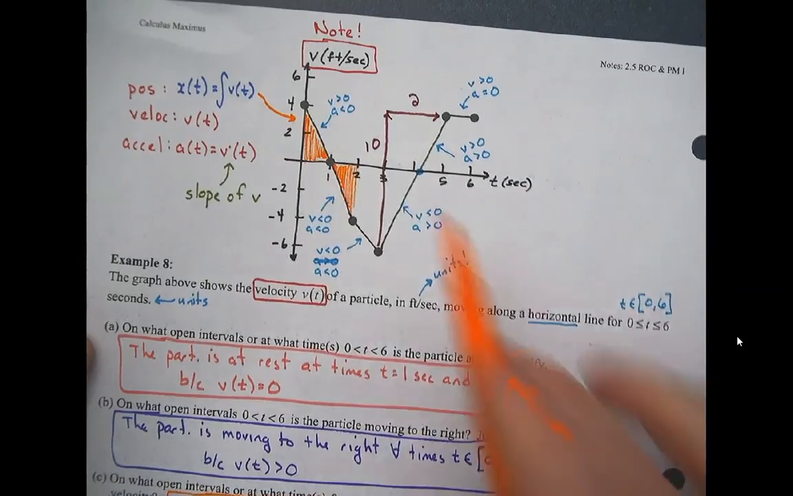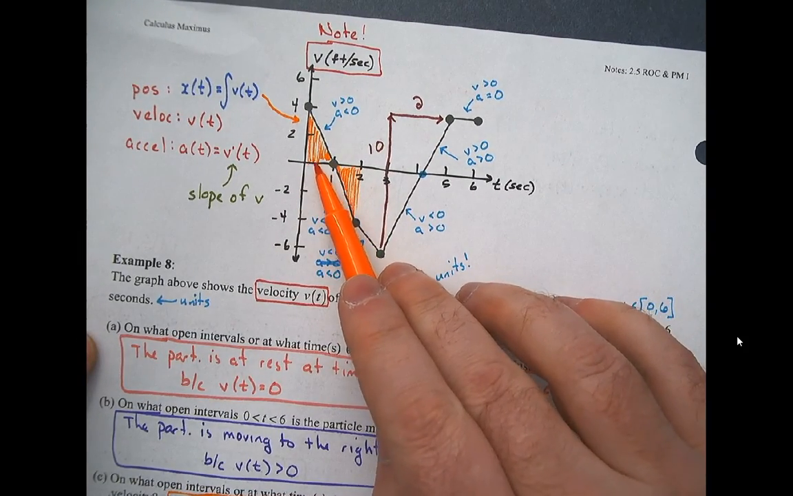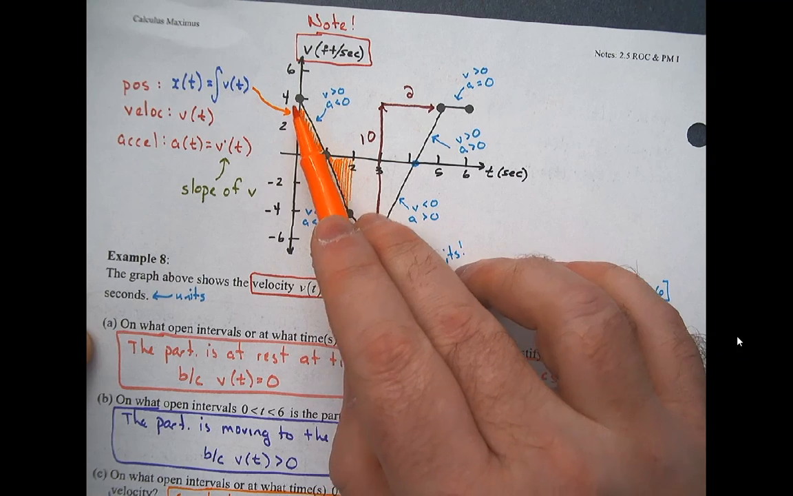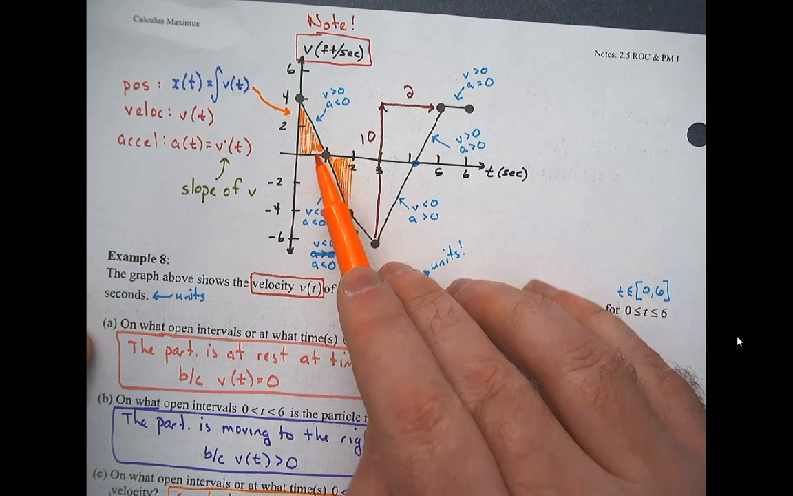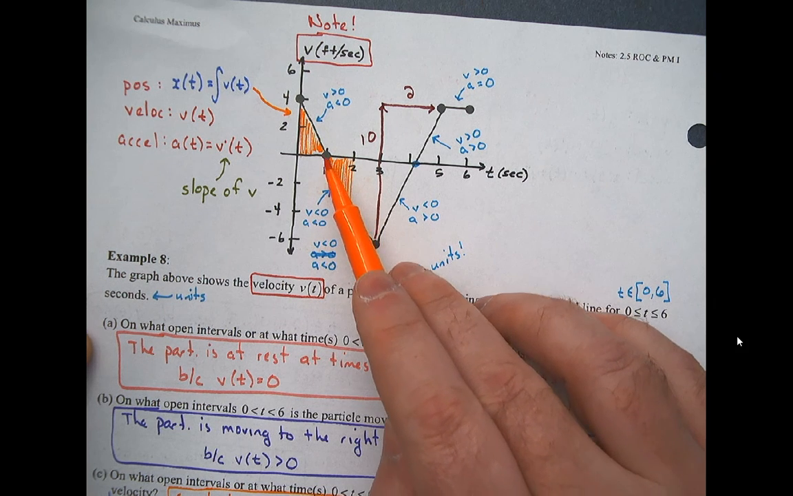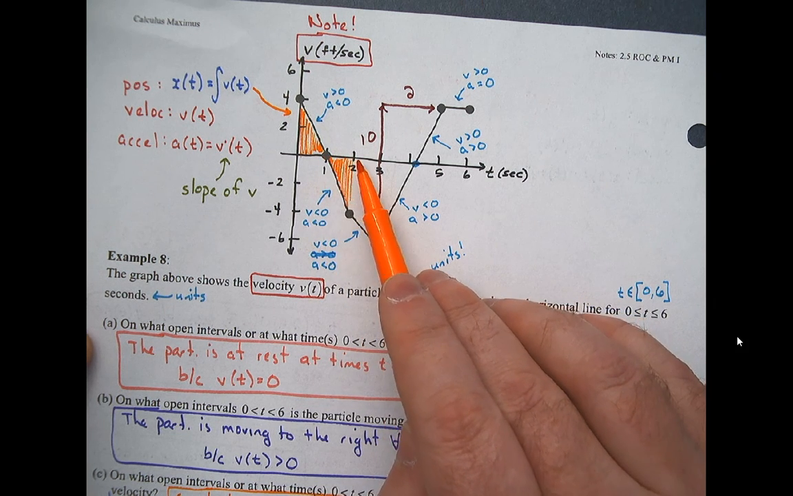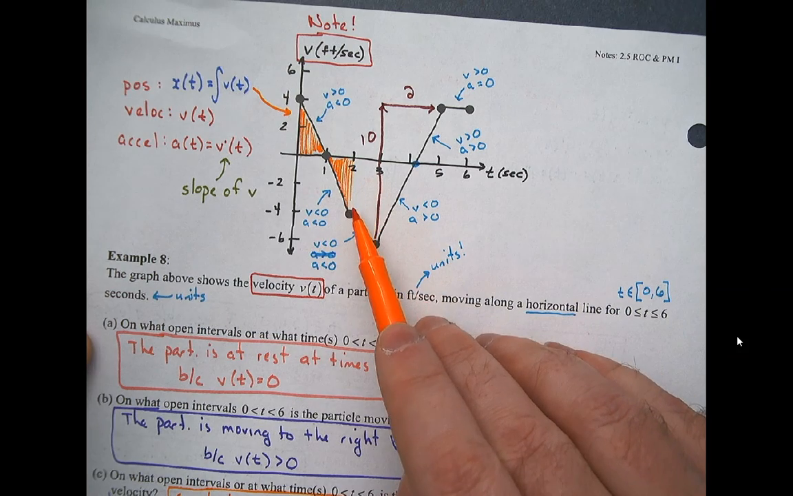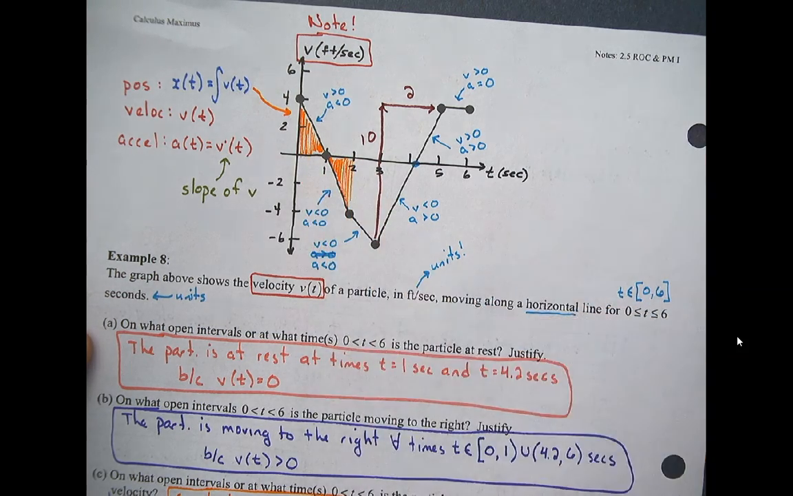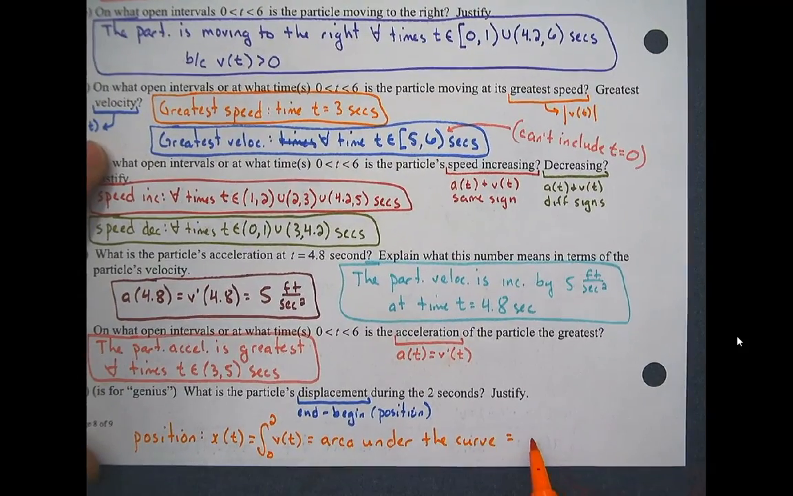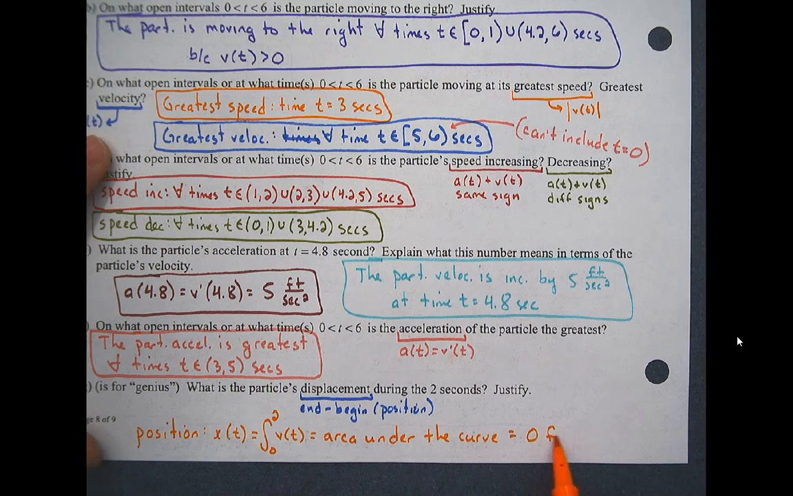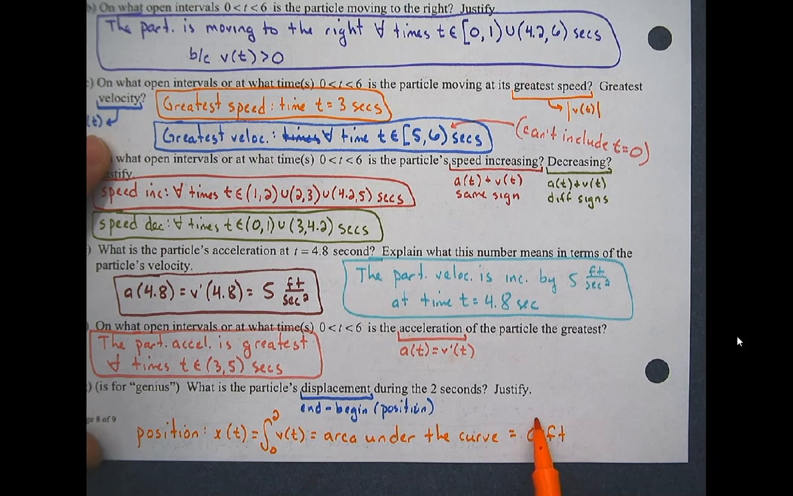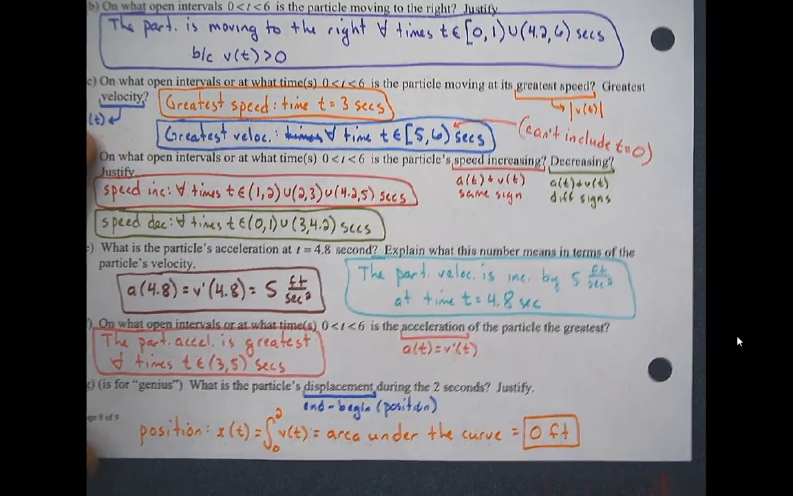So in this case, this area would be 1/2 base times height. So 1/2 times 4 times 1 would be 2. This area under the curve would be 1/2 base, which is 1, times -4, which would end up being -2. And if I add 2 plus -2, I end up getting a total of 0. So what is the particle's displacement from 0 to 2 seconds? Well, it's 0 feet.